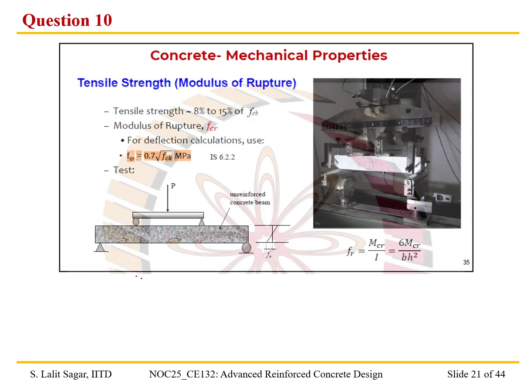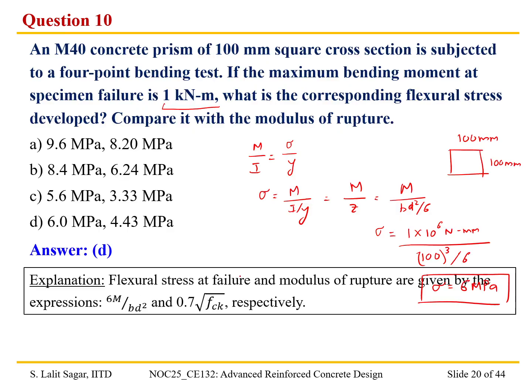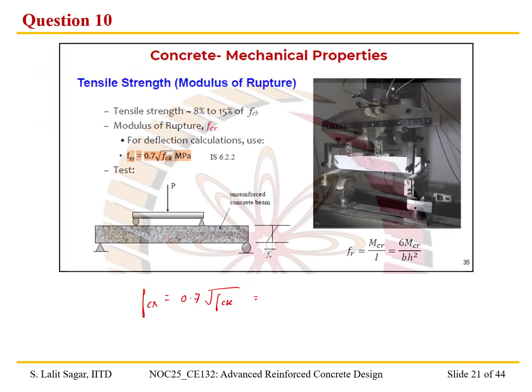Let me solve it over here. The modulus of rupture fcr is 0.7 square root of fck, right? We have taken M40 concrete, so 0.7 square root of 40 gives us a value of 4.43 megapascal, right?